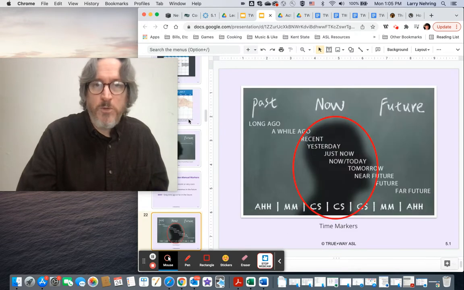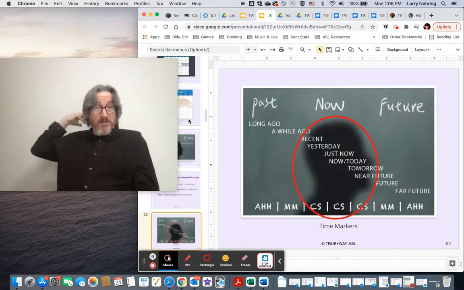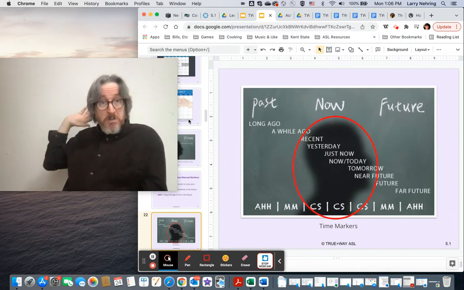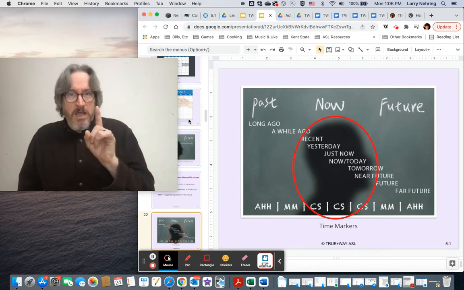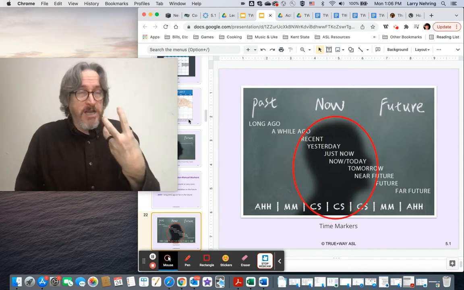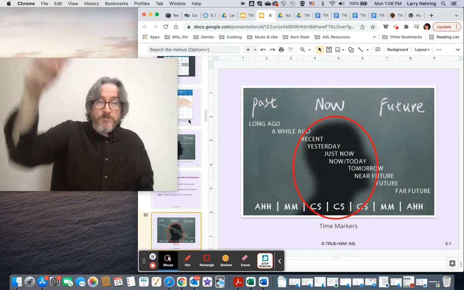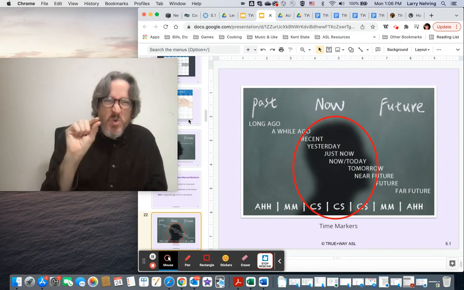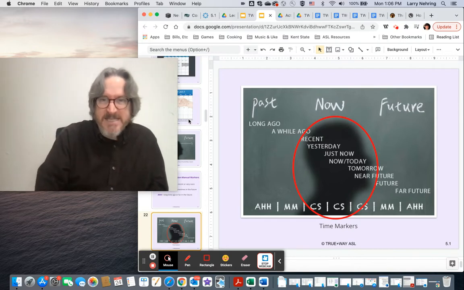Before I get to these non-manual markers, I want to look at this. So it can go way far back, way far in the future, be in the middle range, or really close. So that facial expression is going to change based on if it's small, medium, or large. And the way I normally refer to them is like ooh, for really close. They refer to it as a CS. If you see on the bottom, it says CS.